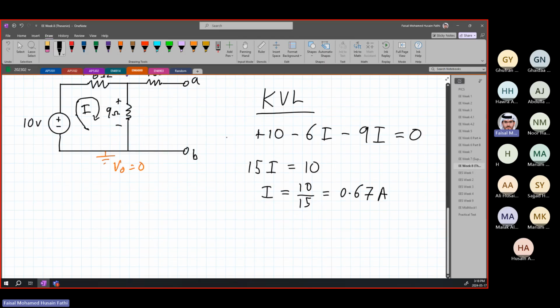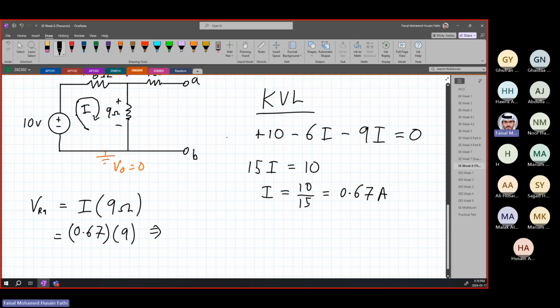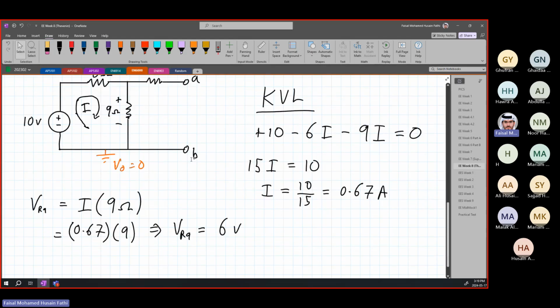We know that VR9, which is the 9 ohm resistor, is equal to I times 9 ohms. And we know that the current is 0.67 times 9. So we can find out that VR9 is equal to 0.67 times 9. It's going to give us 6 volts. So we found that VR9 is equal to 6 volts.